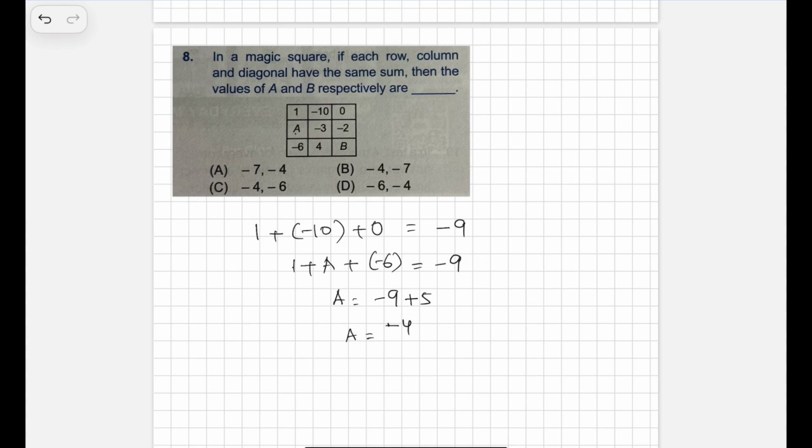Next, to find out B, we can take either diagonal or you can take minus 6 plus 4 plus B. Anyhow, the answer will come the same. Whichever you wish, you can take. Here I am taking minus 6 plus 4 plus B equal to minus 9. So what is B? B is minus 9. Minus 6 plus 4 is minus 2. When you take it to the right hand side, it becomes plus 2. So B is equal to minus 7. So minus 4 and minus 7 is the correct answer.